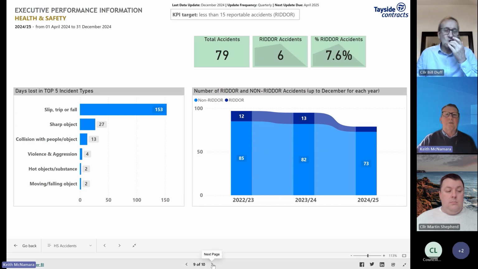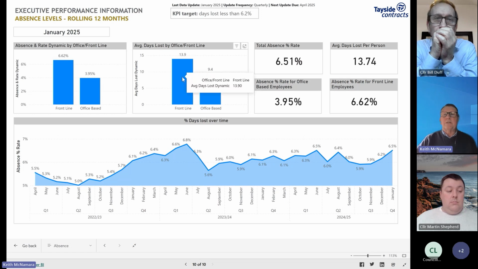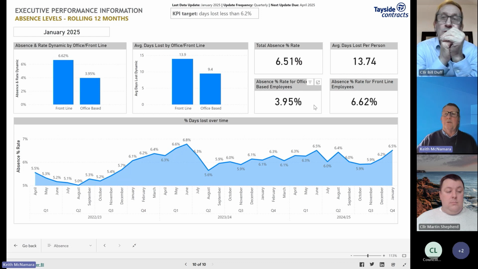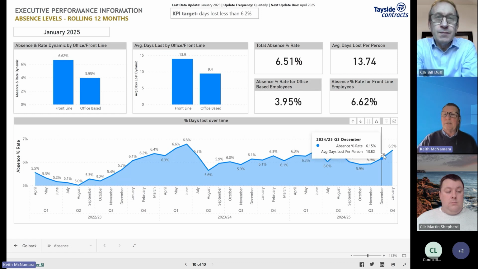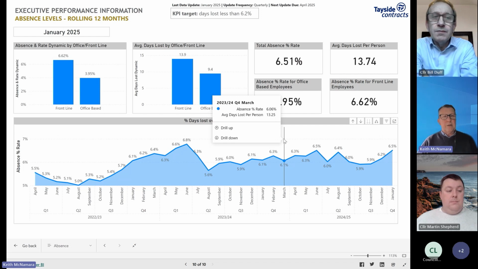And the last screen you'll probably be delighted to know is looking at our rolling 12-month absence rates. Again, this is all broken down in terms of the absence percentages, average days lost, and then the total absence rate, which is slightly higher than our KPI at the moment. Again, we're actioning that, and then there's a breakdown between frontline employees and office-based employees. And again, we can see the trend line there. So if we're seeing things on an upward trajectory, we know we need to take action. So that's in summary where we are with the dashboard.